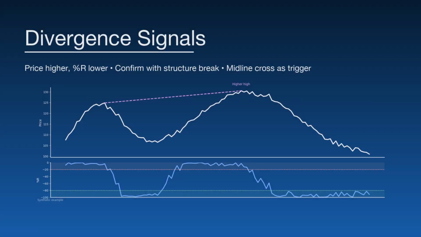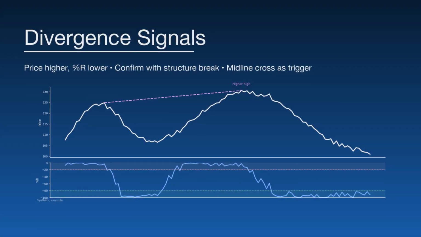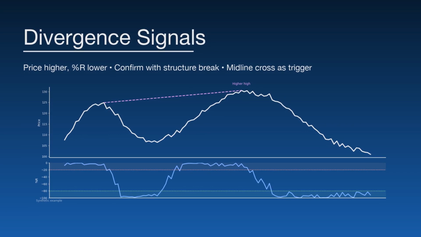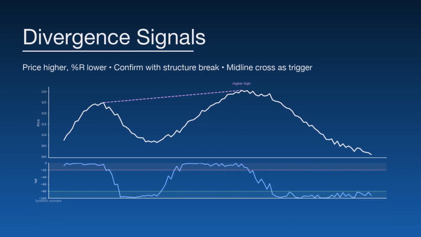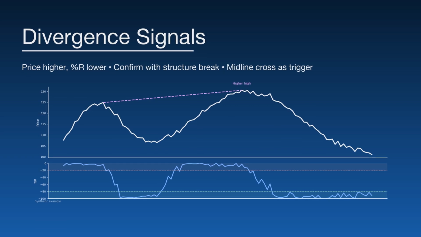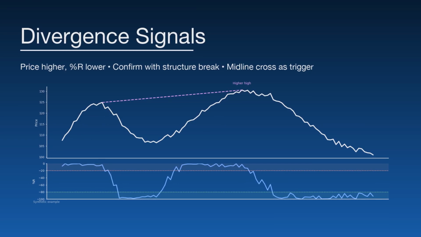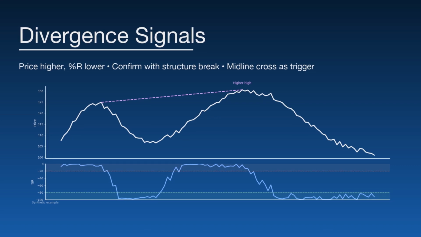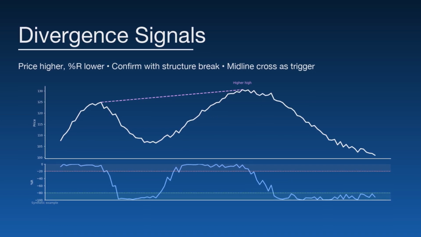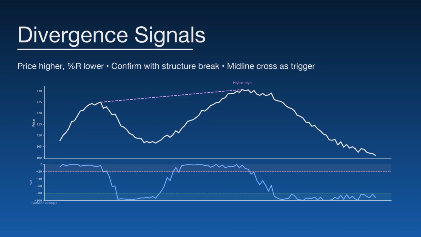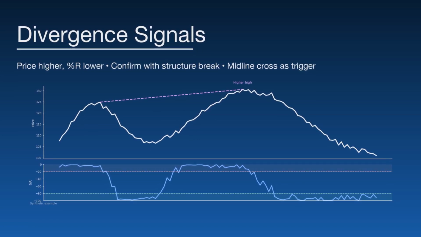Because %R is so responsive, divergence shows up early. Bearish divergence is price printing a higher high while %R rolls over with a lower peak that fails to retag -20. Bullish divergence is the inverse near -80. Treat these as warnings, not triggers. Wait for a structural confirmation, a break of a micro swing, or a candle close back through the -50 midline before acting.